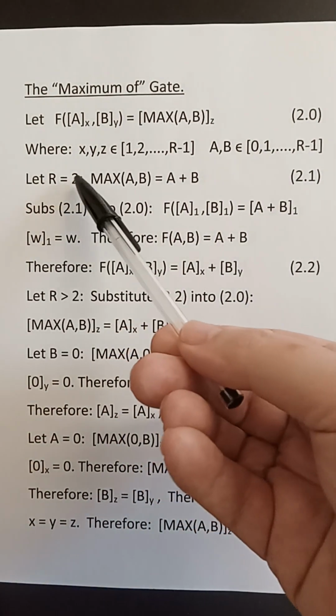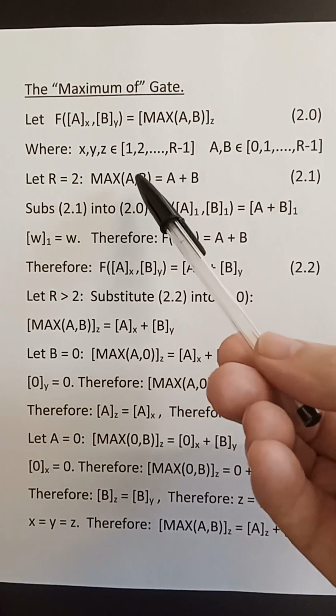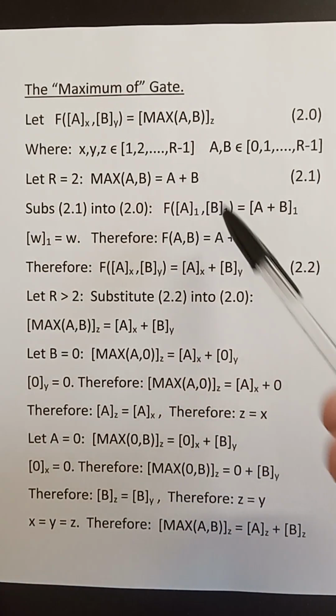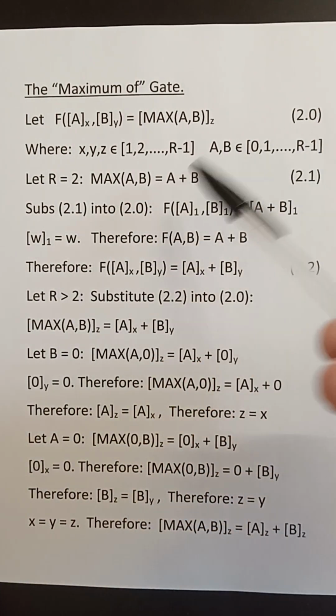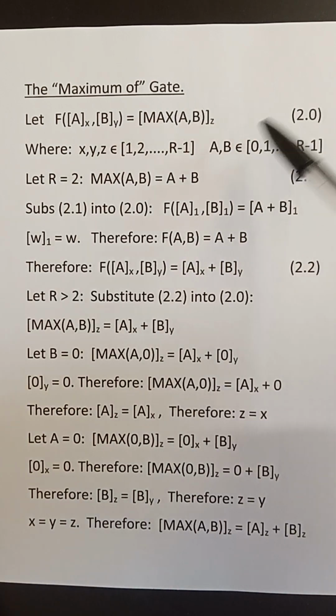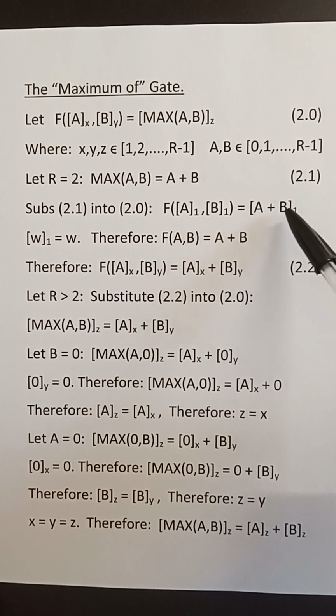So we let r equal 2, which is binary. In this case, the maximum function max a b equals a or b. Substitute 1.2 into 2.0. That's 1.0, 2.1. That's 2.0. We have f a to the 1, b to the 1 equals a or b to the 1.